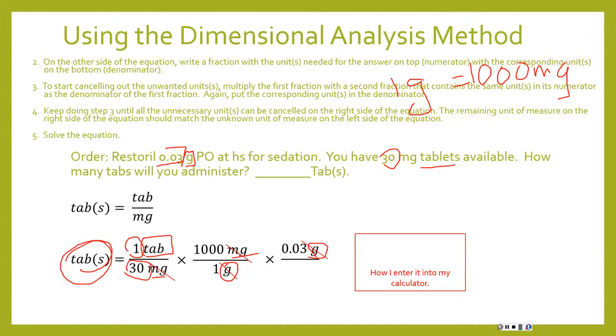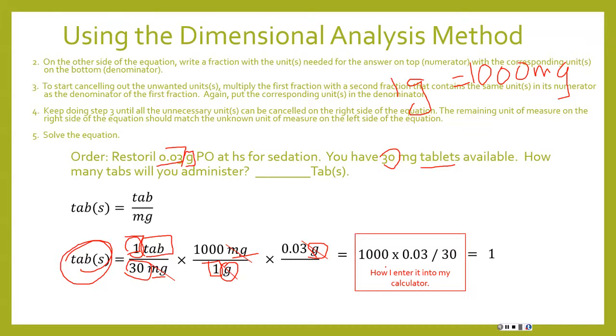Sometimes students struggle with how to enter this in their calculator. What do they do to get the number that I get? And so what I do is I just type in 1000 times 0.03. You don't even need to push equal at this point, and then you can just push divided by 30. You can put in your ones, but you don't have to. They don't change the answer. There's no need to use them. And then what you should get for an answer is 1.